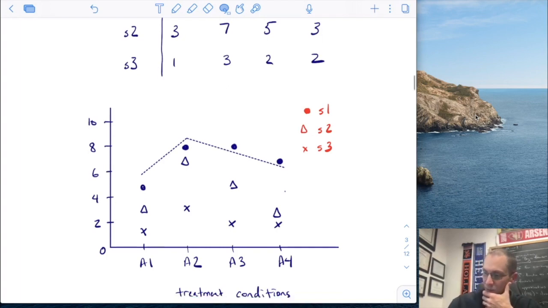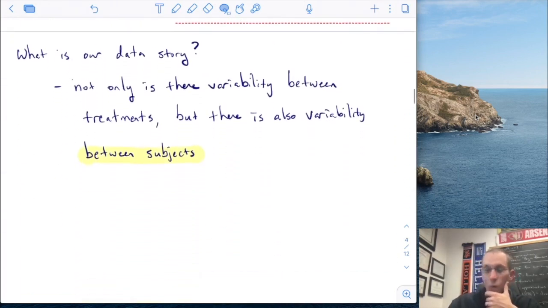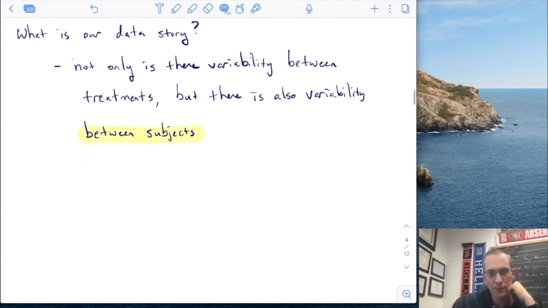So how do we handle all of this? Well, as before, we need to think about what is our data story. I just mentioned not only is there variability between these treatments, but we've also got some variability between the subjects that we might want to account for. We've got some insight into how to do this.